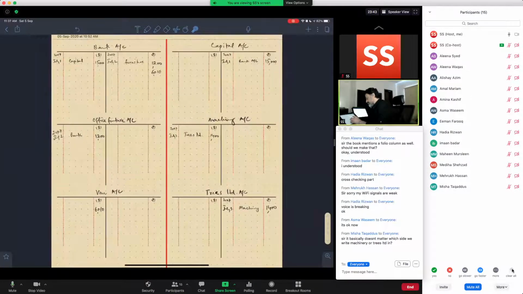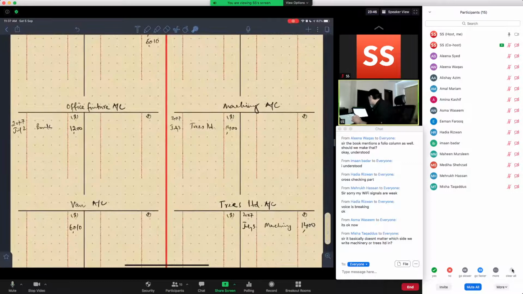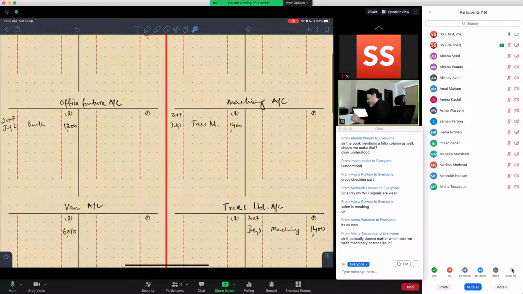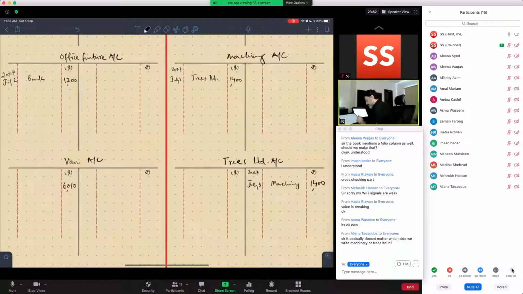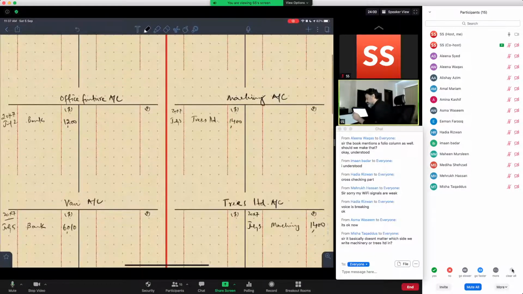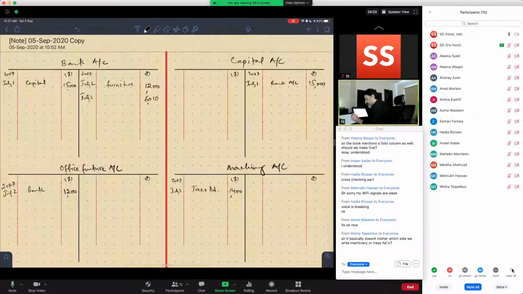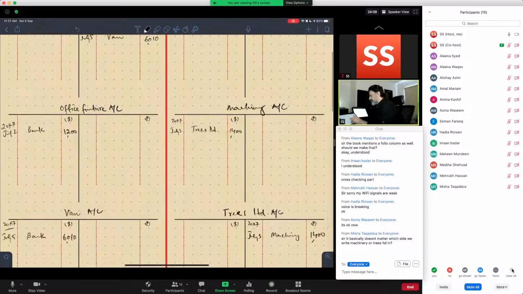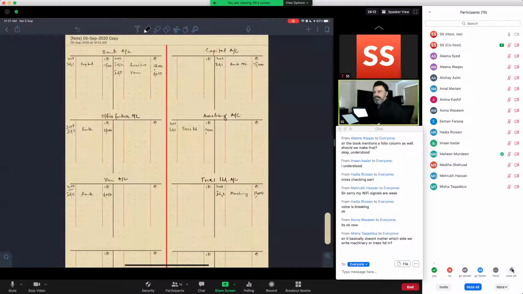In van account we will cross refer the bank on July 5th, right? July the 5th we are going to refer it to bank account, 20x7, and in the bank account we will refer July 5th transaction to van account. We understand this entry? Give me a green check if you understand that. Good. Madiha and Amal, you understand?